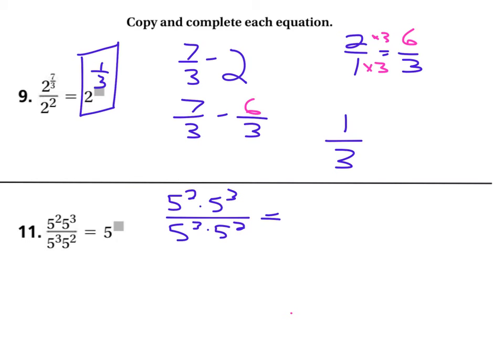Okay, the first way I'm going to show you is to just say this equals 5 to the, when we're straight multiplying, 5 to the second times 5 to the third, we end up with 5 to the fifth over. Same thing here, we're multiplying 5 to the third times 5 to the second. We add those together, 5 to the fifth.